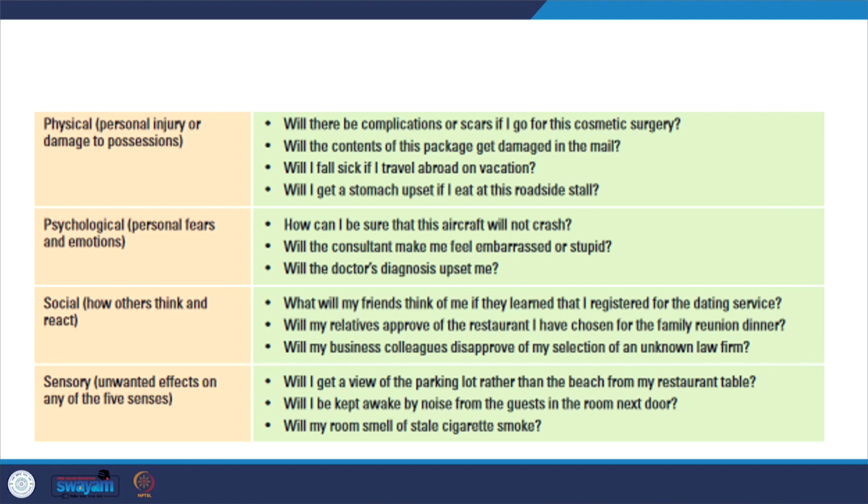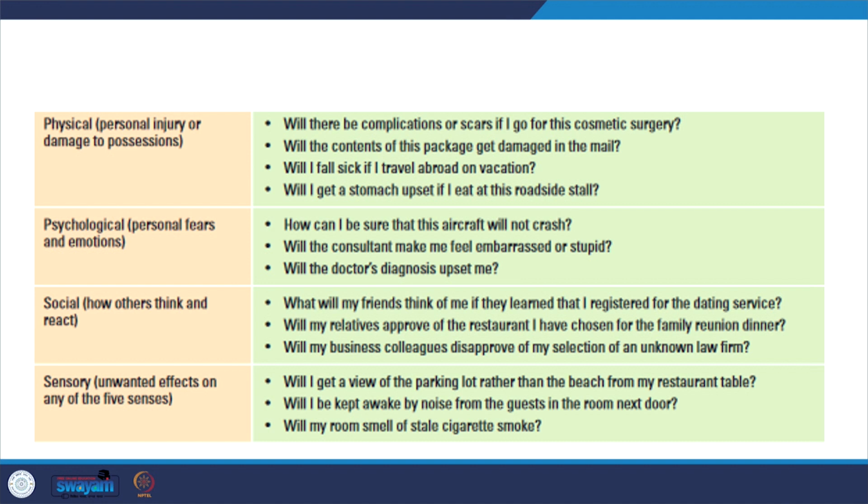The fourth type of risk is physical, in terms of personal injury or even damage to possessions. For example, people might think, will there be complications or scars if I go for this cosmetic surgery, or will I get a stomach upset if I eat at this particular roadside stall or bakery or something like that?